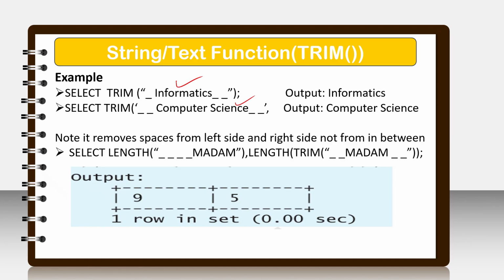This you can check, this you can check. Here we are using these as spaces. So the length of this: 1 2 3, 1 2 3 4 5 6 7 8 9. So the length is 9. And here after removing spaces, it is 1 2 3 4 5. So here we are getting 5 as a result because these spaces are removed. Like this we are using the LENGTH function. We can check the length of the characters after removing spaces.